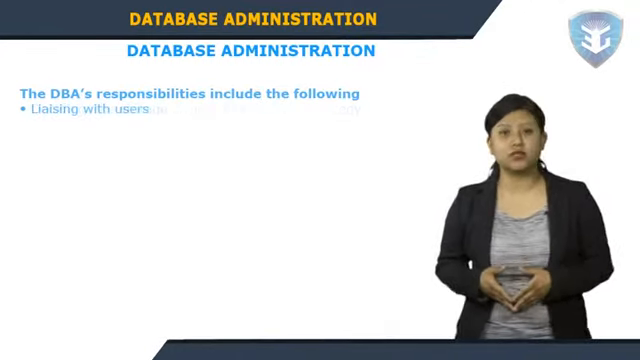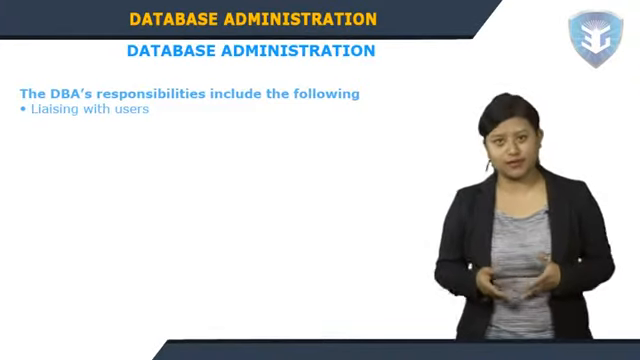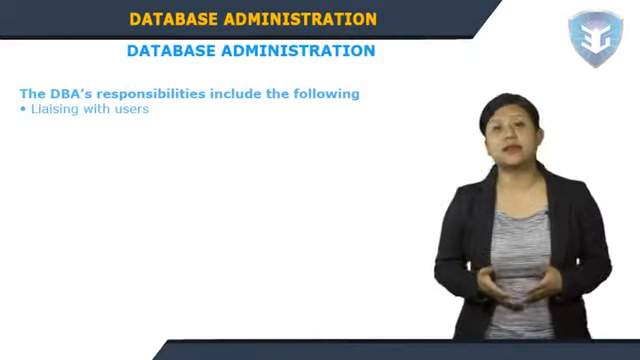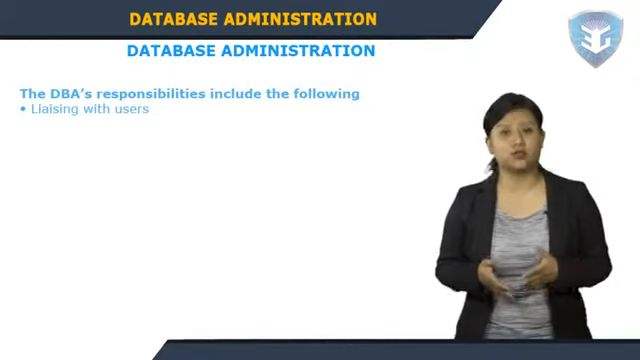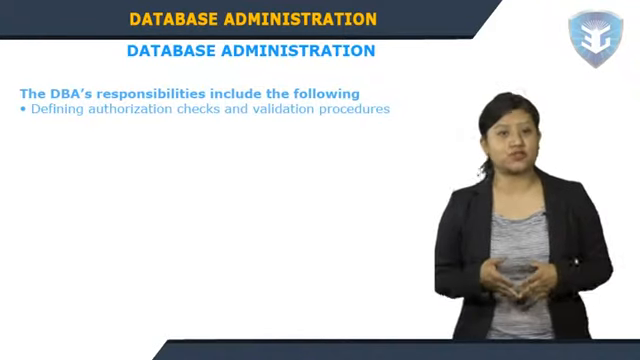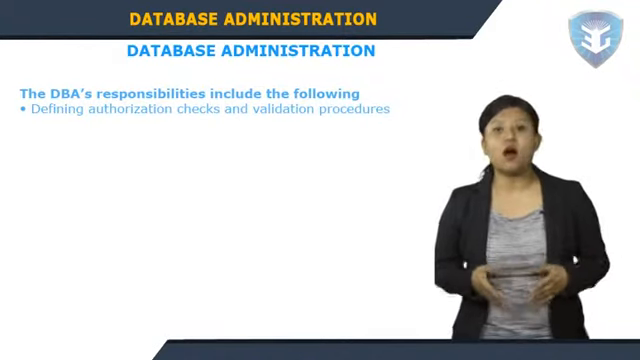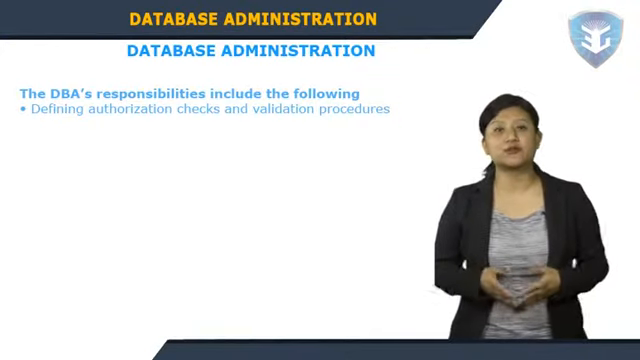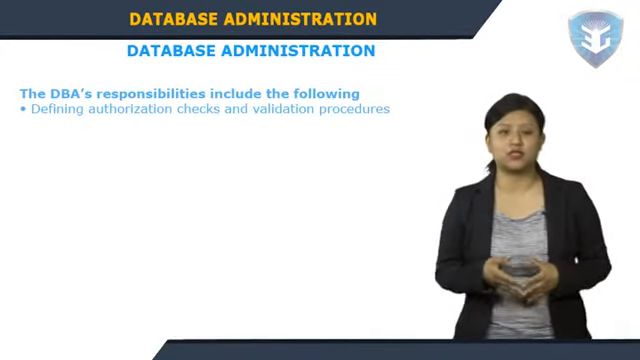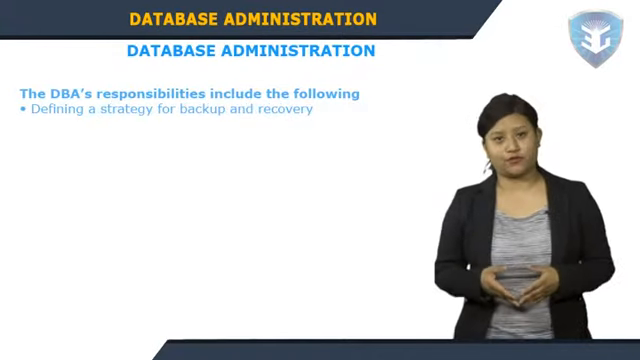Liaising with users, that is, to ensure that the data they require is available, and to write the necessary external schemas and conceptual external mapping, again using DDL. Defining authorization checks and validation procedures. Authorization checks and validation procedures are extensions to the conceptual schema and can be specified using the DDL. Defining a strategy for backup and recovery.